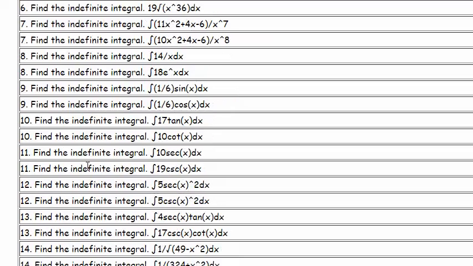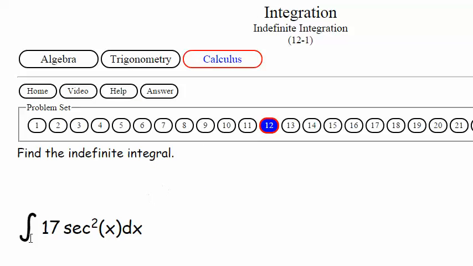We are doing, what are we doing? Whoa, there's a square there. I think we're doing 12-1. Okay, so time to write some stuff down.